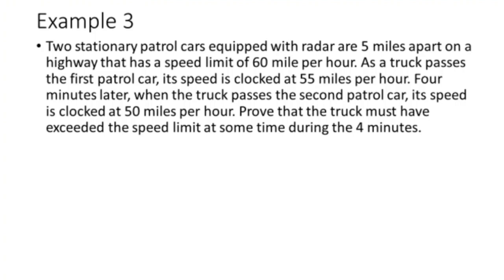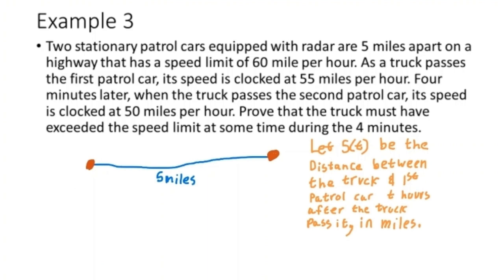To help us understand the problem, let's start by drawing a picture. The blue line will be the road, and the 2 dots will be the location of our patrol cars. We know that the length of this road is 5 miles. We're going to let s of t be the distance between the truck and the first patrol car, t hours after the truck passes it, in miles.